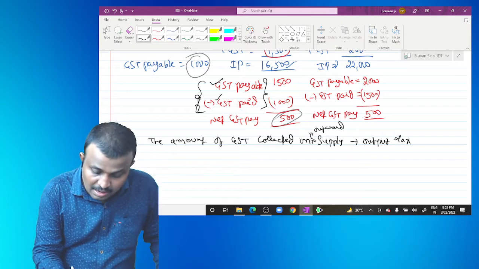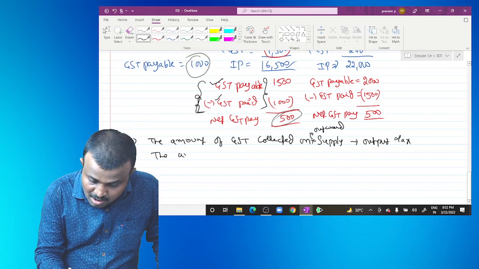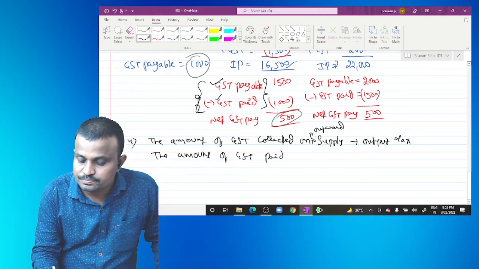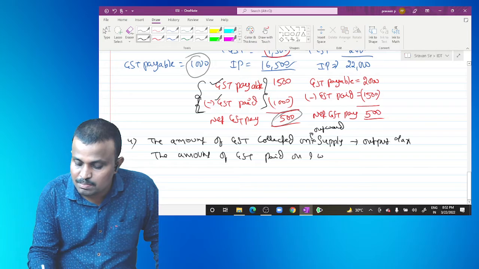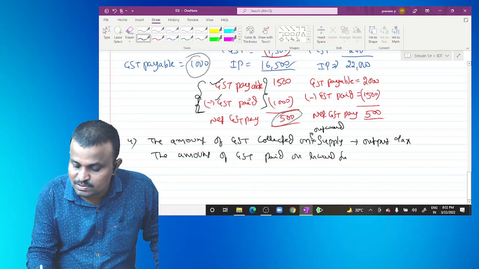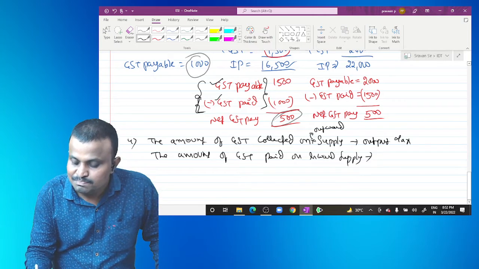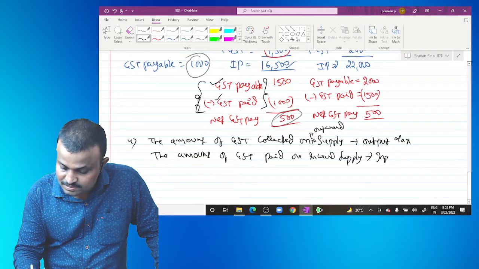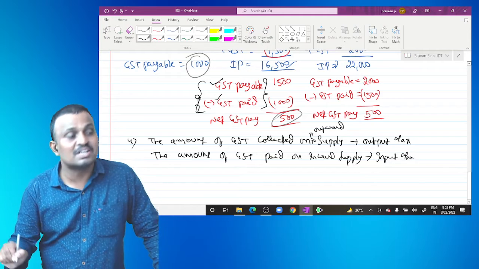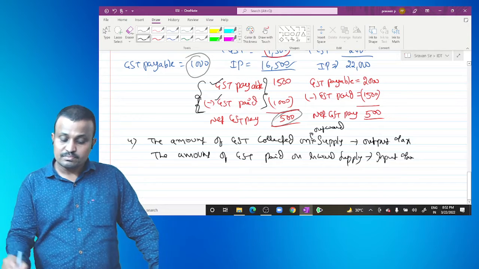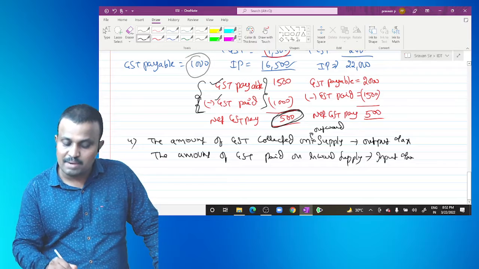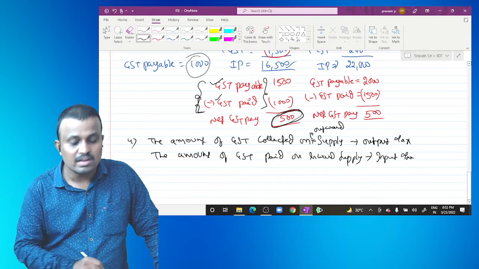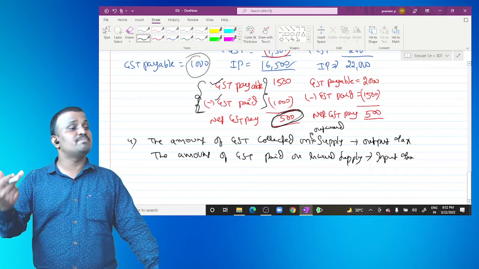And the amount of GST paid on inward supply. Inward supply stands for purchase of goods or receipt of services. That is called input tax. So while making the payment of tax to the government, that input tax is adjusted to the output tax and only the remaining is paid to the government.